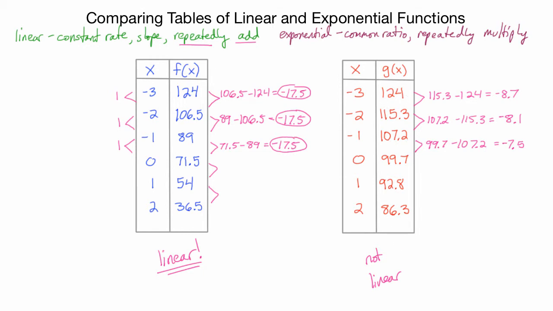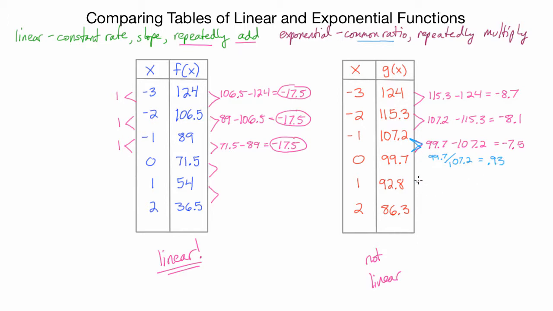But we do have exponential, so let's check exponential out here. Exponential means I can divide two terms and I'll have a common ratio. So if I divide each consecutive term, then I should see the same thing over and over. Let's just check a couple here. Let's divide these two: 99.7 divided by 107.2 is 0.93.